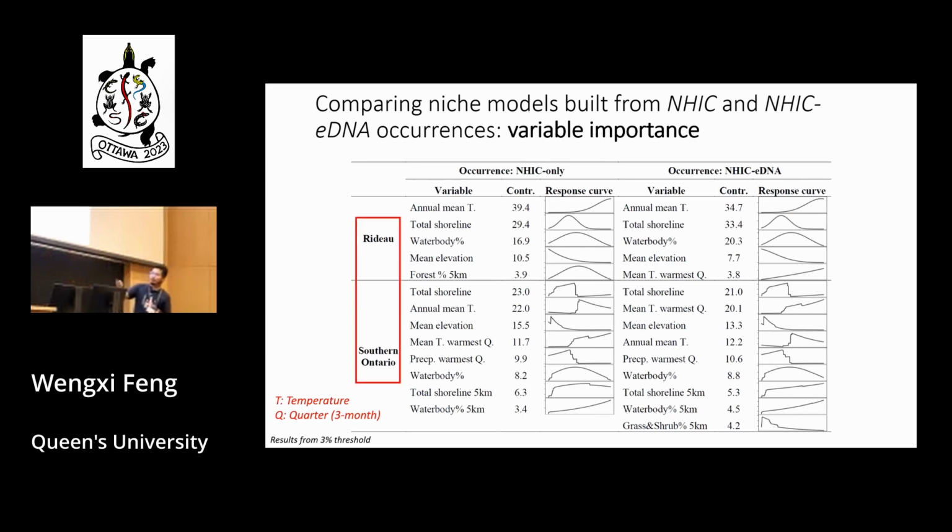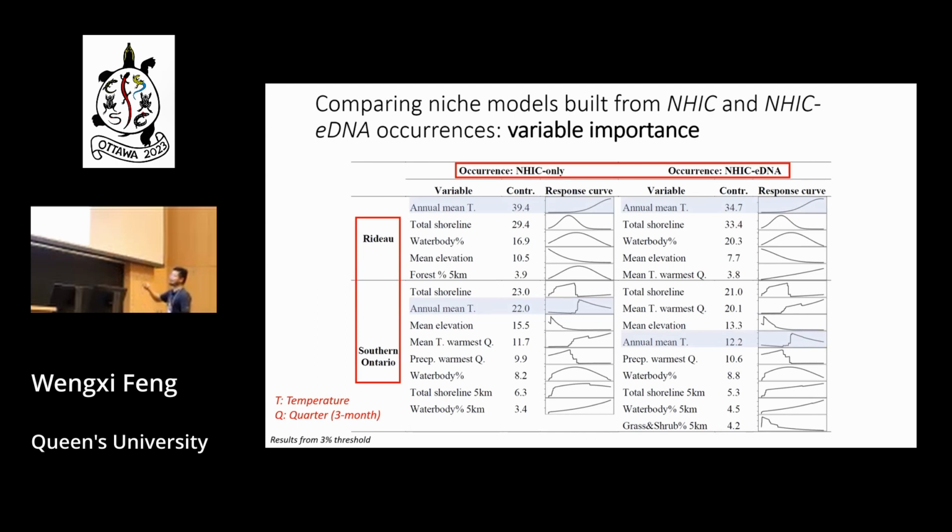On the y-axis, we have the two geographical regions. Then on the x-axis, we have the two data sets. And in the four quadrants, the variable column shows the ranking of the variables, how important they are, and then contribution shows, for example, if you are looking at the mean annual temperature, the contribution of this variable in that particular modeling scenario. And then the thumbnail graph is showing the response.